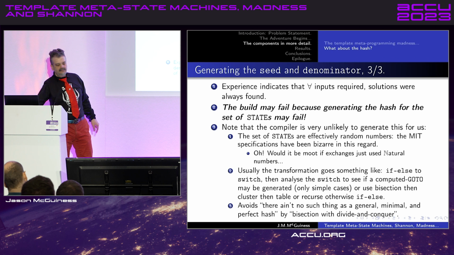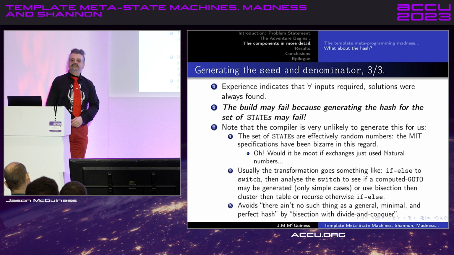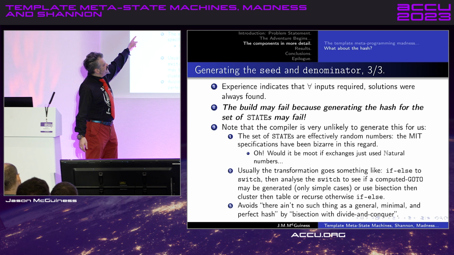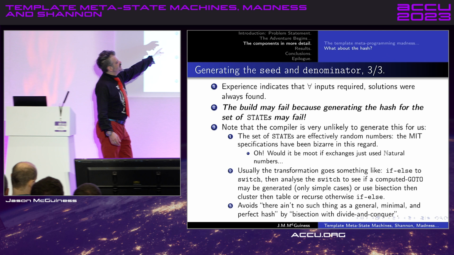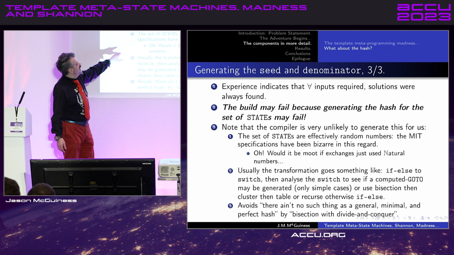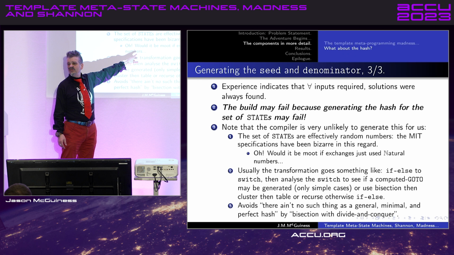I found I always got solutions. Took a bit of time, but crunch, got them. Remember, I said, if you can't generate the hash, if you can't instantiate it, no header file exists. Therefore, your build will fail. The set of states, as I said, is effectively a set of random numbers, a relatively small set of random numbers. If only they'd used the natural numbers instead and not used random things for states, then all of this would not have been required.